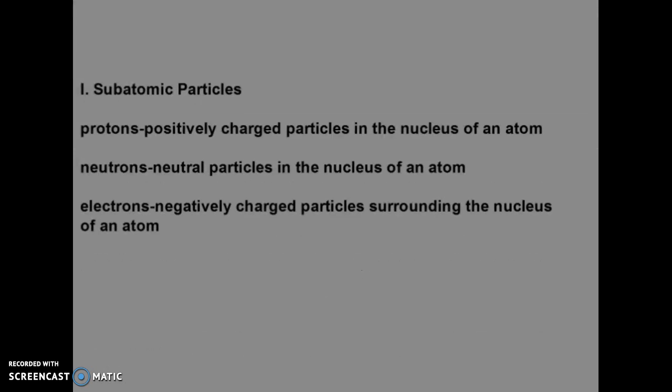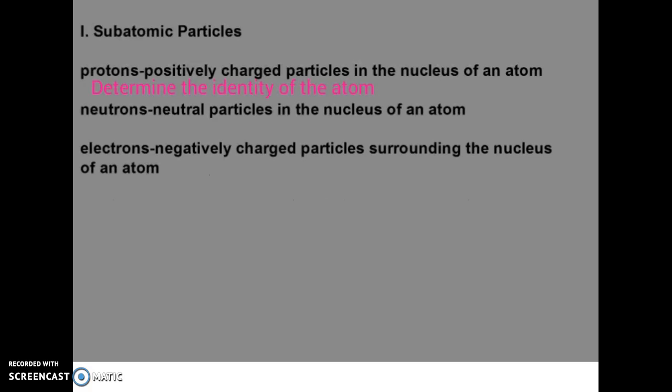So to begin with, those subatomic particles, and again, you've heard over and over again, you talk about it every year in science, the protons, neutrons, and electrons. So those protons are the positively charged particles in the nucleus of an atom. Neutrons are the neutral particles, and electrons are the negatively charged particles surrounding the nucleus of an atom. But the protons themselves actually determine the identity of the atom.